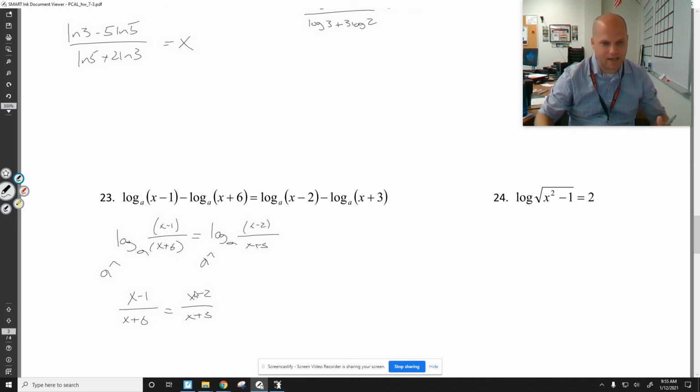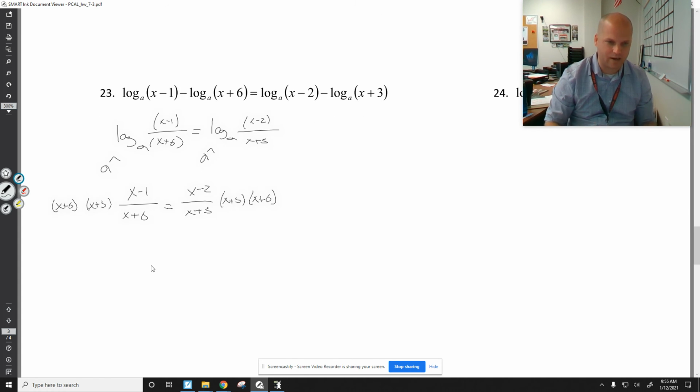Move everything onto one side. Let's get rid of this x plus 3 in the bottom: multiply both sides by x plus 3, but at the same time, multiply both sides by x plus 6. It's essentially cross-multiplying. I don't like to say cross-multiply because students do it when it's not an equation. I like to just multiply both sides by each other's denominators. You'll see it's just x plus 3 times x minus 1, and then x minus 2 times x plus 6.